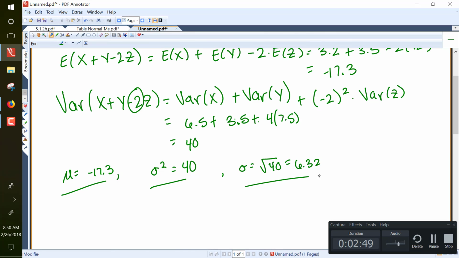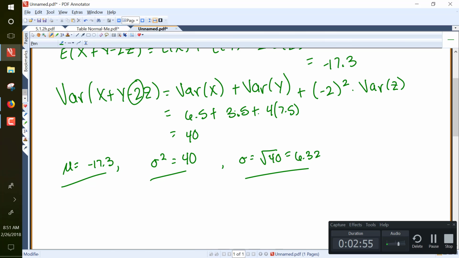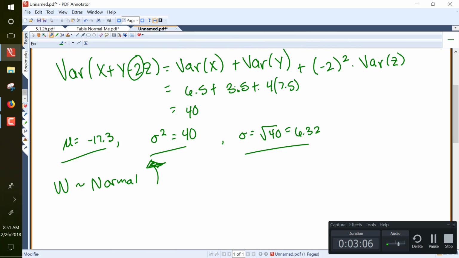And in fact, let's go ahead and just call this, I don't know, t or w for something. Let's say then that w is distributed normally with all of those properties we just found. That'll make it a little bit easier in my mind to write down. So now it's like any other normal distribution problem. We're not doing anything different. We're just looking for the probability that w is less than or equal to negative 20.